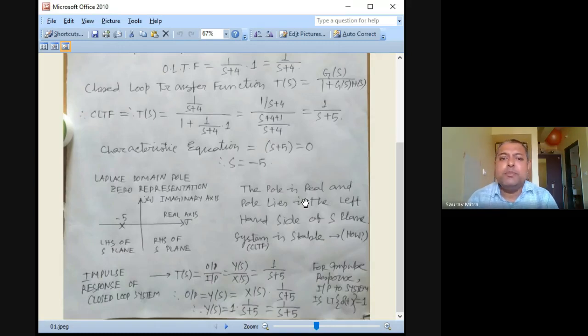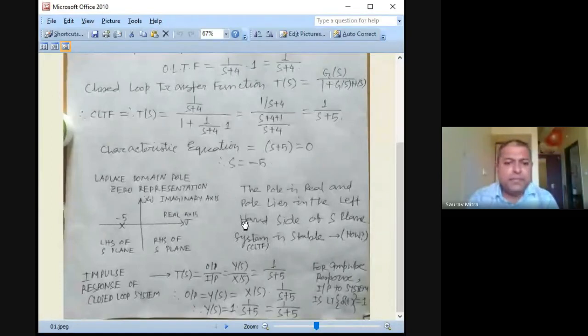Sometimes a system might have an imaginary pole. Suppose you have the denominator equation s square plus 7s plus 39. In that case, if you find the pole positions, you will find, say, minus 2 plus 3j and minus 2 minus 3j. So one pole will be above here, another pole will be down here. Whenever you find complex poles, they will always be in conjugate form. So if minus 2 plus j3 is there, minus 2 minus j3 will also be there. Here it's a real pole, so there is no problem. The real pole lies in the left hand side of the S plane and the system is stable. How? This I will explain now.